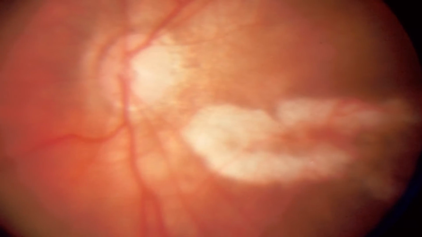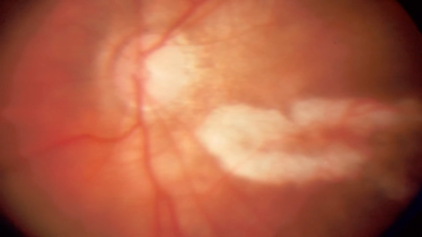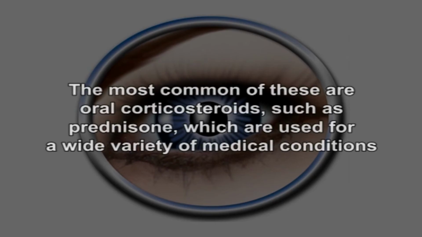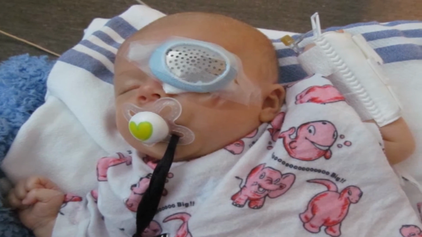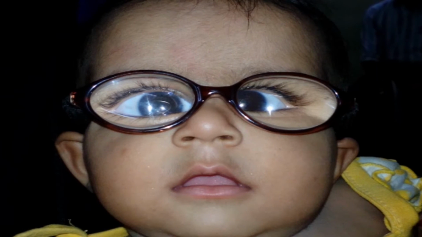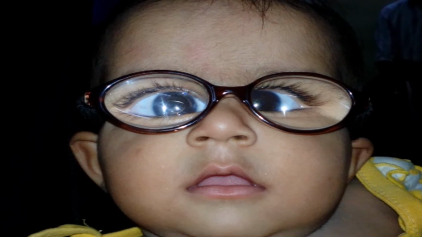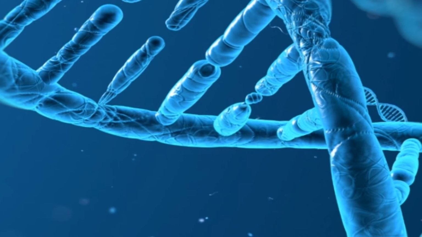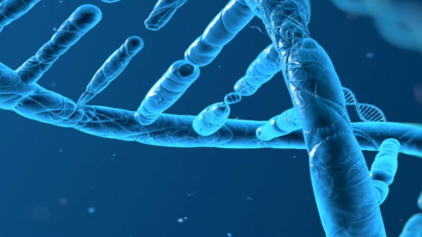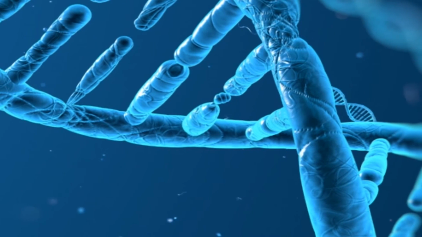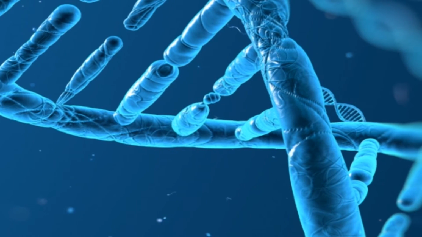There are many medications which, when taken over a long period of time, can cause secondary cataracts. The most common of these are oral corticosteroids, such as prednisone, which are used for a wide variety of medical conditions. The term congenital cataract is used when a baby is born with any clouding of the lens. This may be present in one or both eyes, be stationary or be progressive. Causes include genetic disorders or intrauterine developmental disorders, both often associated with other physical abnormalities of the baby.